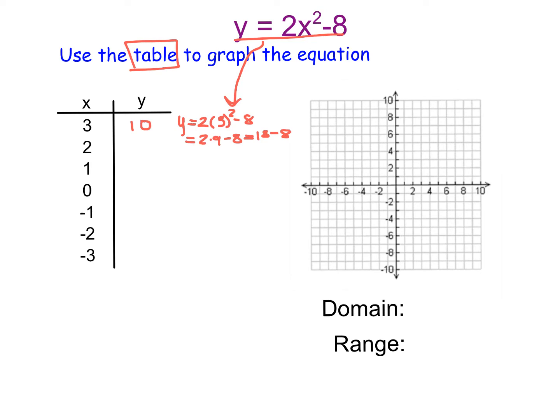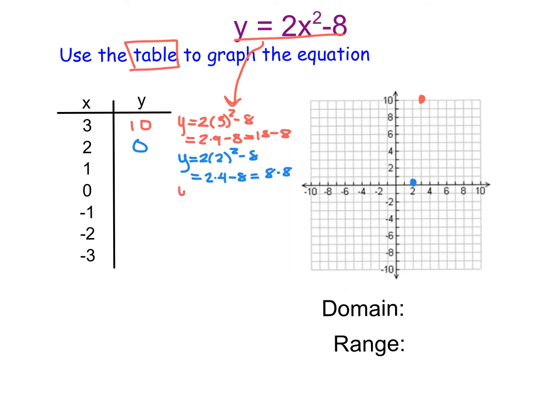So I can graph that. I can say I have x is 3, y is 10. Then I move on to my next point where I have x is equal to 2. So I have y equals 2 times 2 squared minus 8. Again, I follow the order of operations. So I have 2 squared is 4. So 2 times 4 minus 8, which becomes 8 minus 8, which is 0. So my next point is x is 2, y is 0.